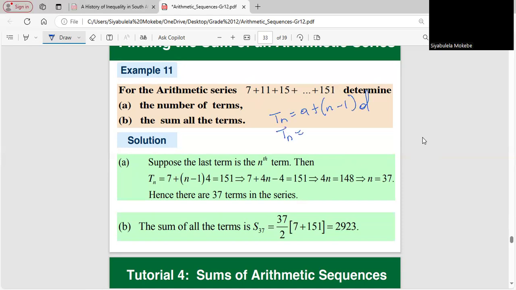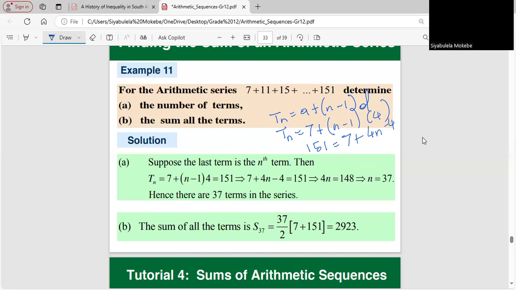So T of n is 7 plus (n minus 1). Then what's the common difference? The common difference is 4, right? And so if you simplify that, your T of n equals 7 plus 4 times n, which is 4n, and 4 times negative 1 is negative 4. If you simplify that, you should get 4n equals 148. Then divide both sides by 4, n equals 37. Hence, there are 37 terms in the series.